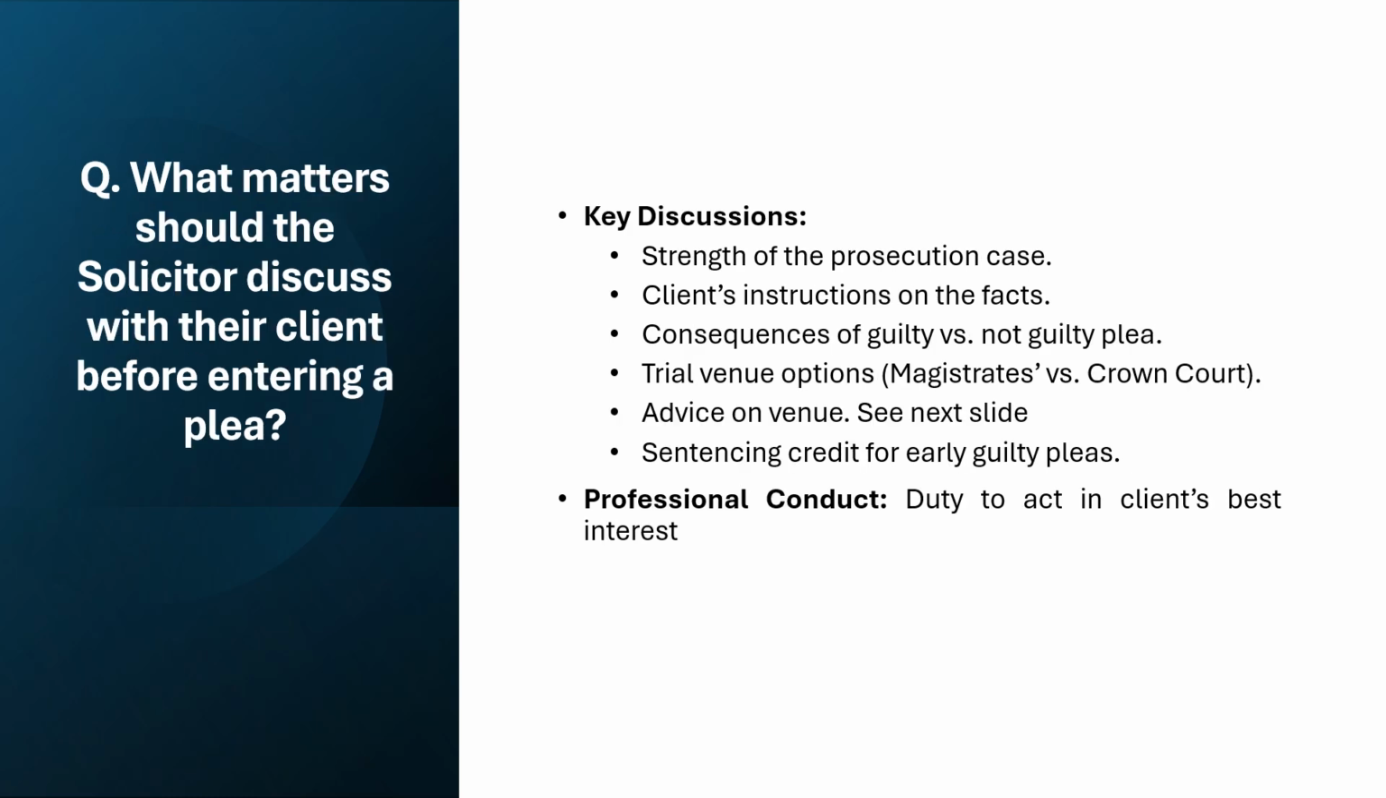So just take that issue about what conversations take place between the solicitor and the client before entering a plea or indicating that plea. What matters should the solicitor discuss with their client before entering a plea? So key discussions are the strength of the case against them, the prosecution case, also the weakness of the case, the client's instructions on the facts, the consequences of a guilty versus not guilty plea, trial venue options, either magistrates or the Crown Court, which we're going to look at shortly, advice on venue, see the next slide, and sentencing credit for an early guilty plea.